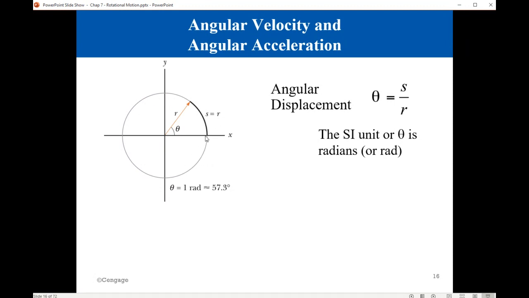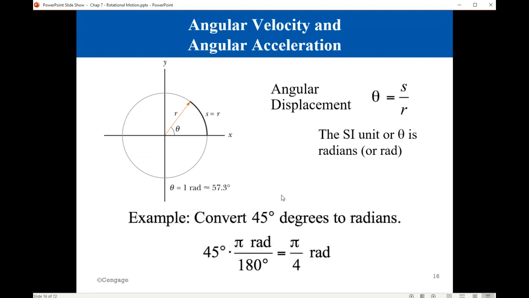When S is equal to r, when the arc length is equal to the radius, then S divided by r is 1. So when the angle is 1 radian, this means the length of the arc is equal to the radius of the orbit. This is the unit used in the SI system for angular displacement. We call it radians, or in short, rad. So 1 rad means an angle with an arc S equal to the radius of the orbit. In degrees, 1 rad is equivalent to 57.3 degrees.